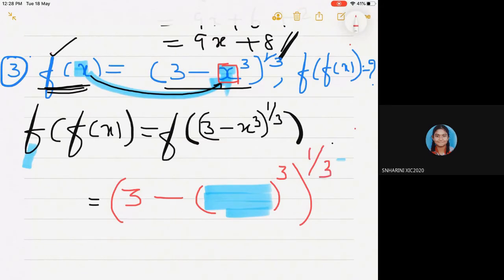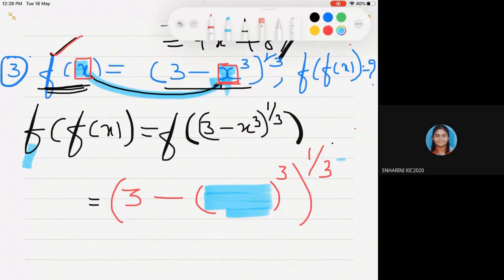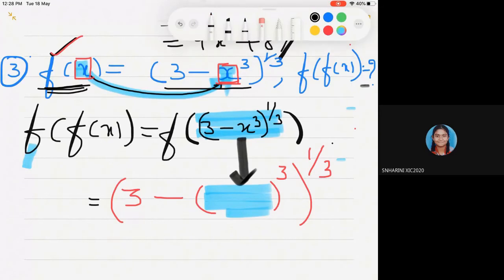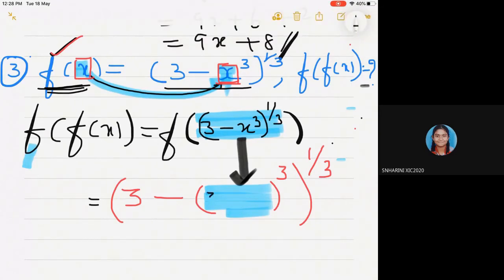When you are changing this image of x under f, this is the expression we are getting. Now this x is replaced in this blank space. So instead of x, what we have here inside f, this full quantity you will be replacing here. So what it becomes is 3 minus x cube, raised to 1 by 3.